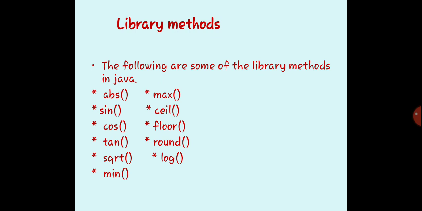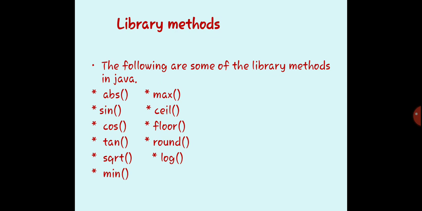Then ceil and floor. Ceil, for any value, will take the maximum value. For example, when we give ceil of 1.7, it will give us 2. Ceil of 1.2, it will give us 2. Okay, so that is the ceil value. Then floor is the minimum value. For example, floor of 1.4, we get 1. So that is the floor value.